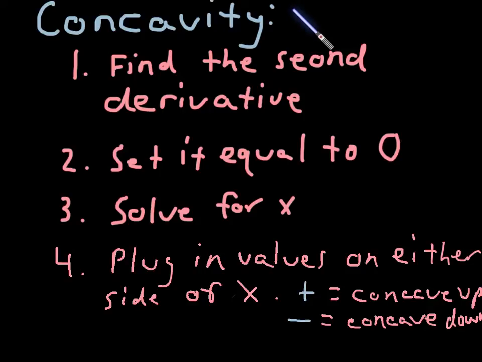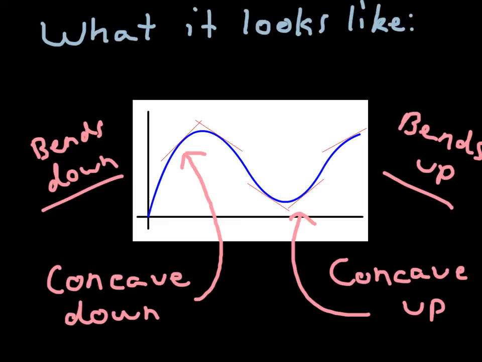To find concavity, first you're going to want to find the second derivative of your function. After that, you set it equal to 0 and solve for x. Once you've figured out x, you're going to want to plug in values on either side of x. If those values are positive, then the function is concave up. If they're negative, it's concave down. Here's what this would look like on a graph.